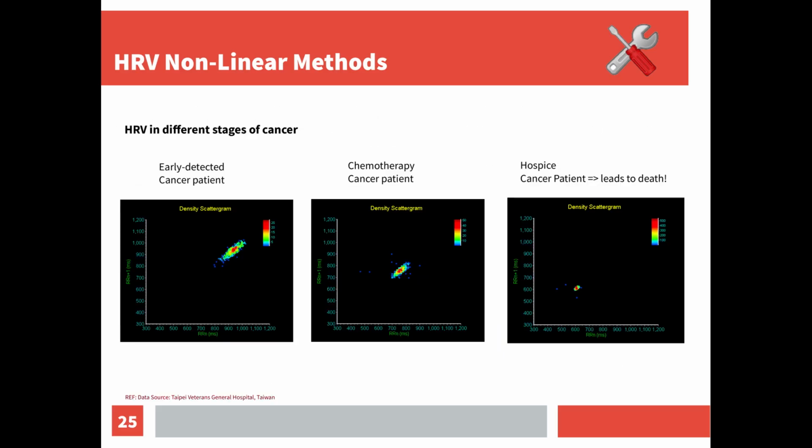Heart rate variability, HRV, analysis in cancer patients reveals significant insights. Early detection stages show distinct heart rate variability patterns compared to advanced stages. Chemotherapy impacts heart rate variability, often reducing variability. In hospice care, heart rate variability further declines, indicating disease progression. These patterns, sourced from Taipei Veterans General Hospital, highlight heart rate variability's potential in monitoring cancer stages and treatment effects.